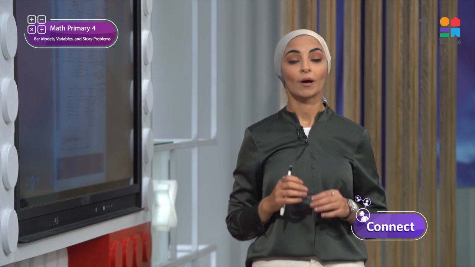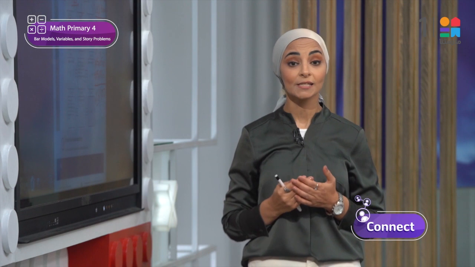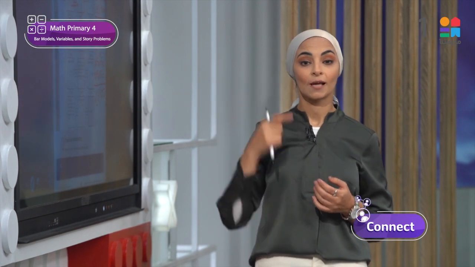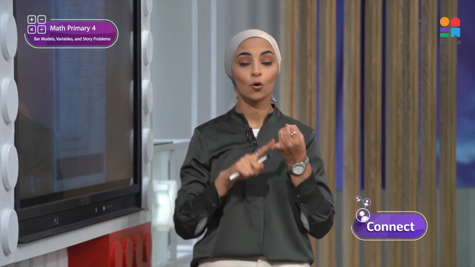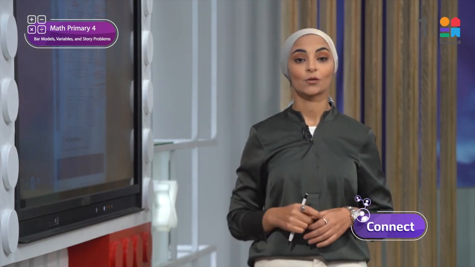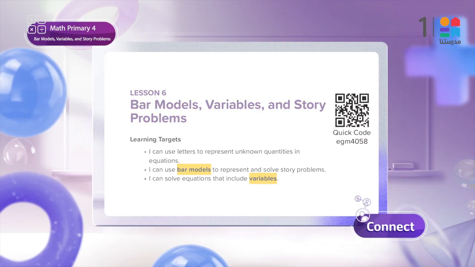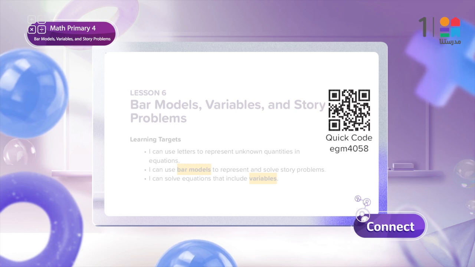Before I leave, my advice for you is to read the story problem well, read it very well and understand it. And identify in each problem the whole number, the part number, and the unknown. If you want to further practice, you can check your understanding in the digital book through the code found on the screen or in the first page of the lesson on page 85.